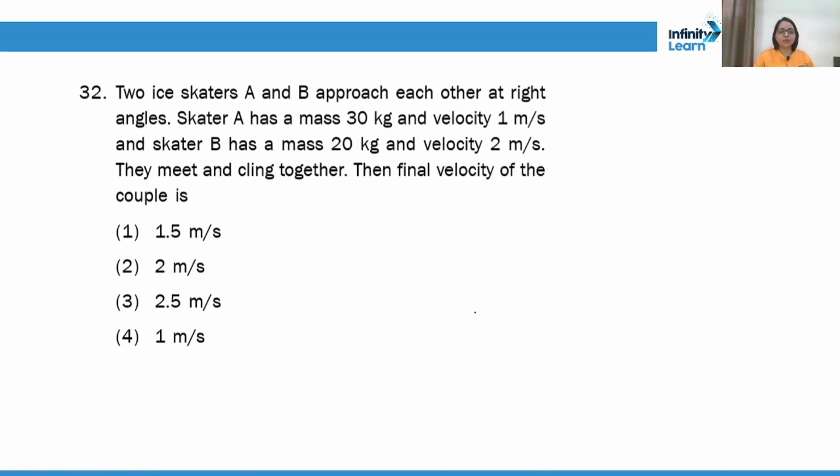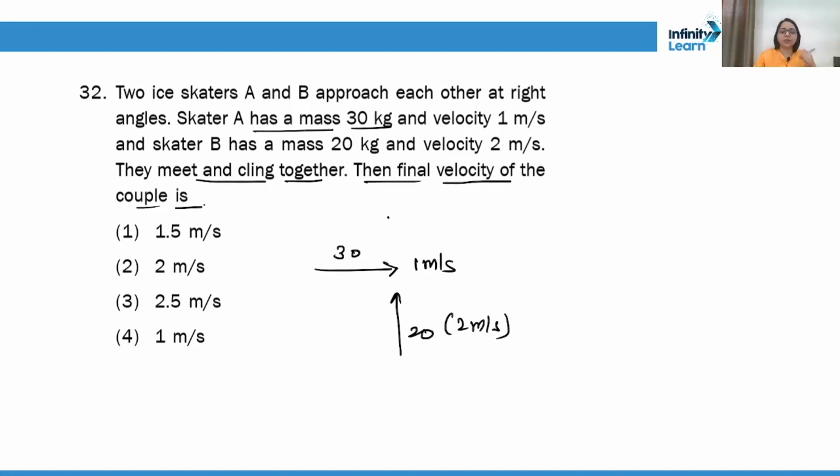Question number 32. Two ice skaters A and B approach each other at right angles. A has mass 30 kg and velocity 1 meter per second. And skater B has mass 20 kg and velocity 2 meter per second. So let's say 30 kg is moving with 1 meter per second and 20 kg is moving with 2 meter per second. They meet and cling together. Then find the final velocity of the couple.